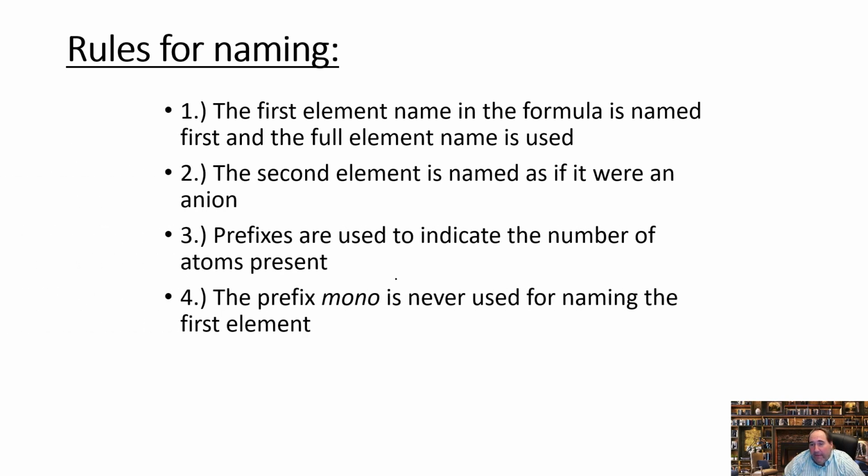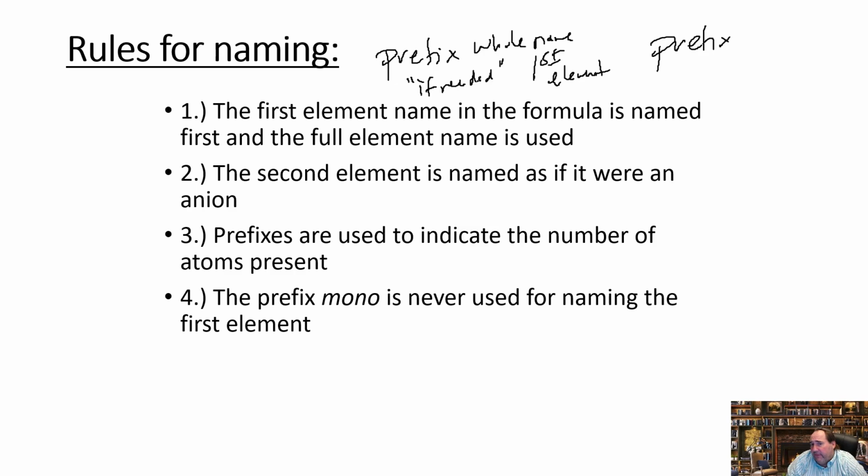So the way that we go about doing this is the first element in the formula is named first, and we do use the whole name of it. So what we do is we use a prefix if needed. We'll talk about that in just a second. And the whole name, first element. Then we use a prefix for the second guy, and that guy is going to be our nonmetal like normal with the IDE treatment at the end of it.